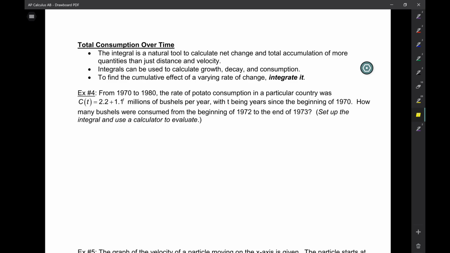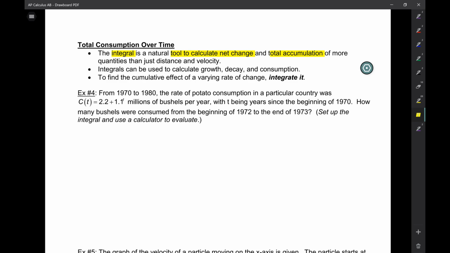So I just said, in different words, that the integral is a way to calculate net change, right? And the total accumulation of quantities, more than just velocity and acceleration, all right?